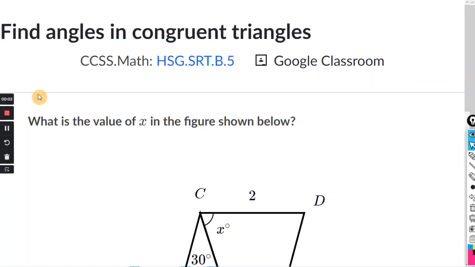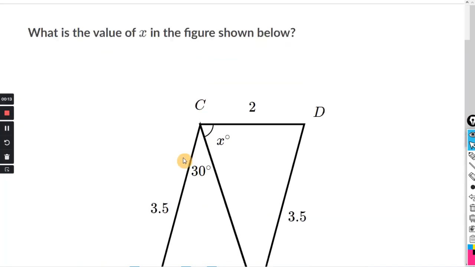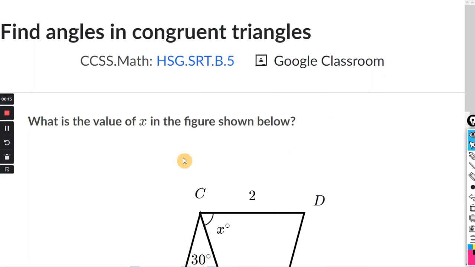This will be for the congruence exercise. Find angles in congruent triangles. Just so you know, it's right in the title that all of the triangles or pairs of triangles given in each problem are going to be congruent. All right, so that we already know.